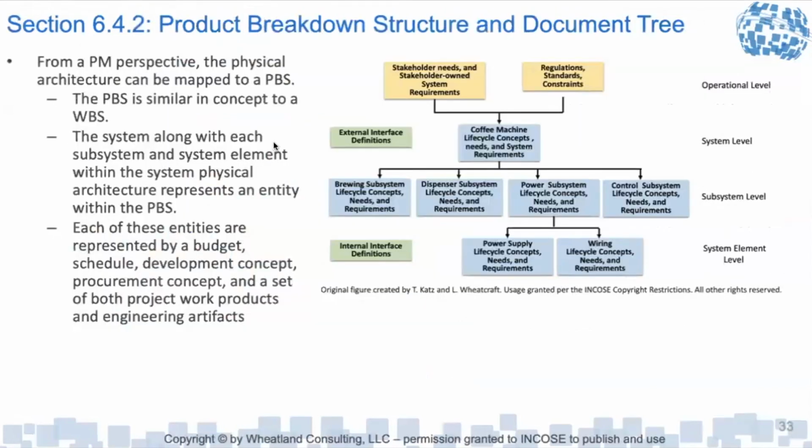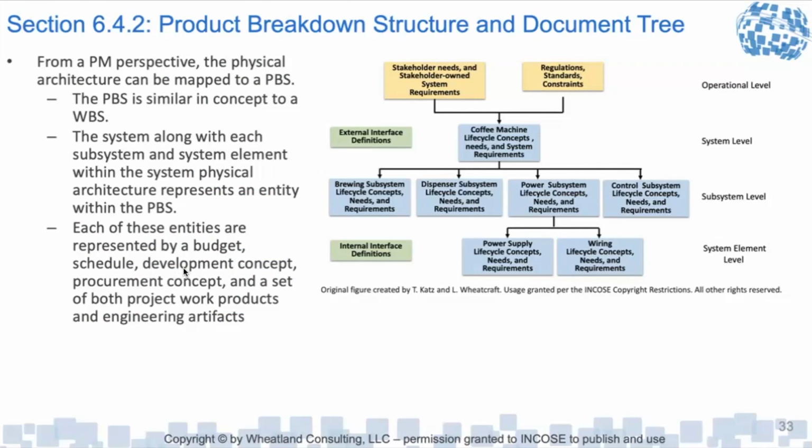Section 6.4.2 talks about product breakdown structure and document tree. So from a project management perspective, the physical architecture can be mapped to a product breakdown structure, which is similar to a work breakdown structure. Every one of your entities is going to be part of that product breakdown structure. Each entity is going to have a budget, schedule, and concepts for development and procurement, and they're going to have sets of engineering artifacts.